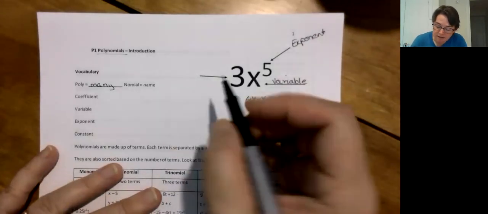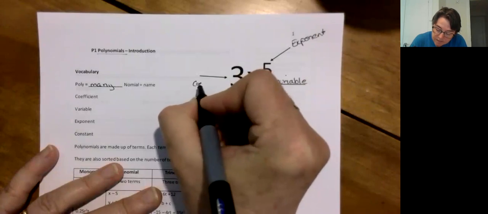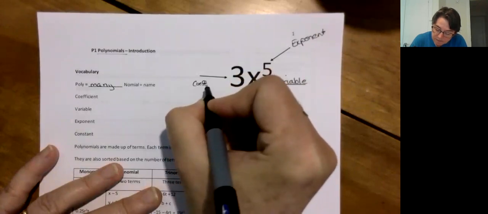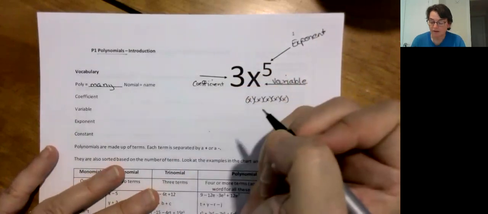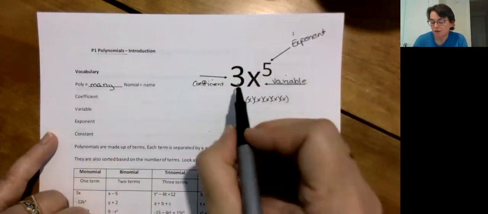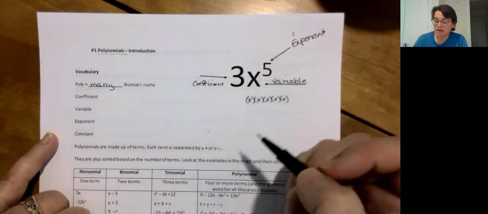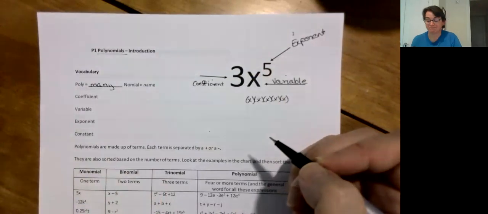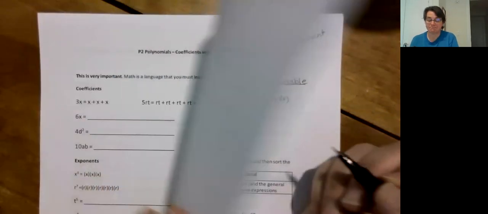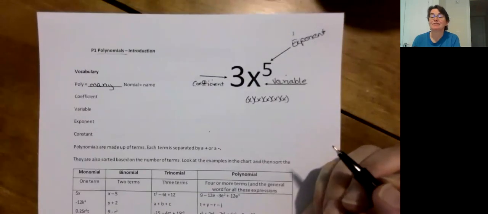Now this out here is the coefficient. And that tells you how many of these x to the fifths you're going to add together. That is a different video. You should watch it. Actually, it's the next video in this series. So I'm not going to get into it too much.